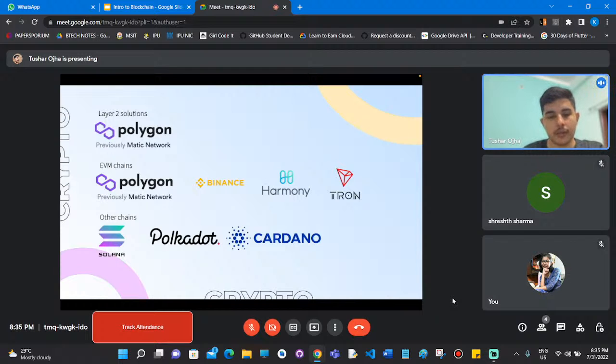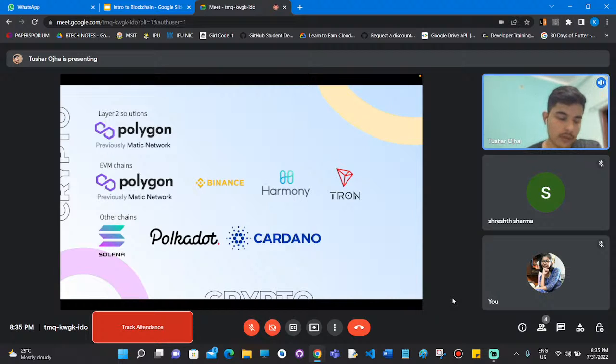In the trilemma, Polygon fits into the category of security and scalability, but lacking some part of decentralization. It's not that Polygon is not decentralized, but it's not as decentralized as Bitcoin or Ethereum. So that's how Polygon is. It's kind of a layer 2 solution.